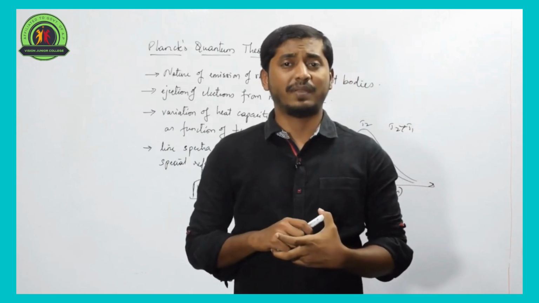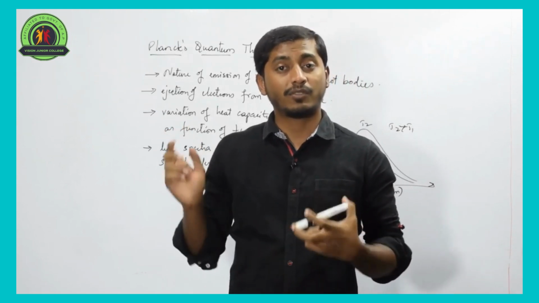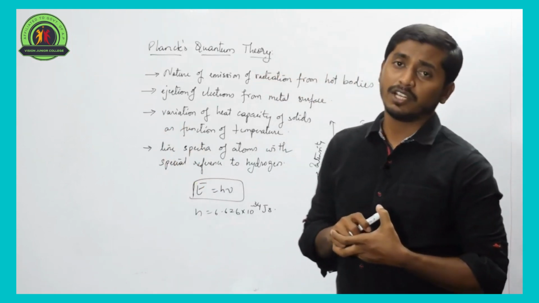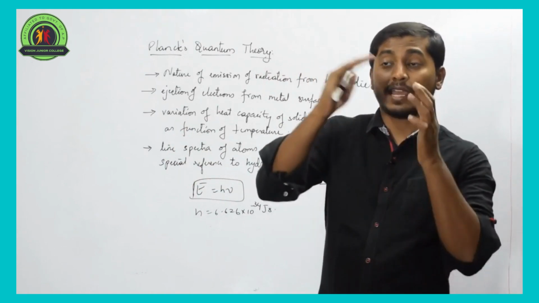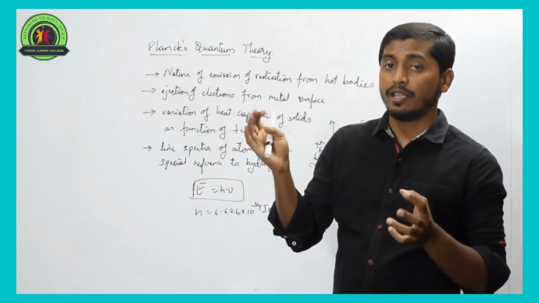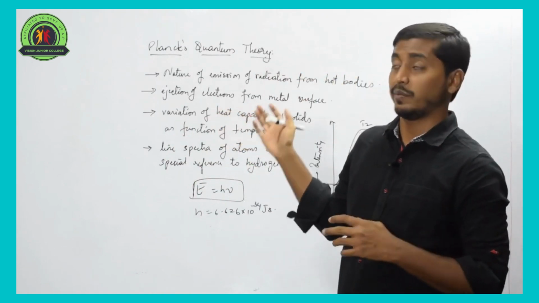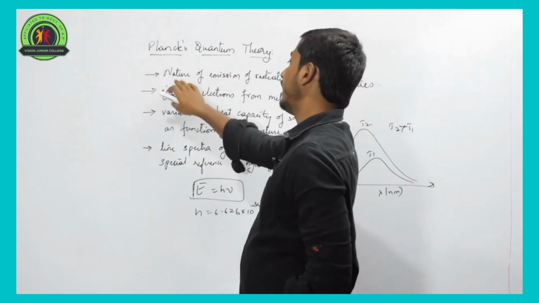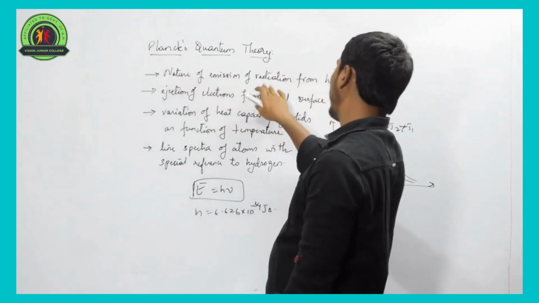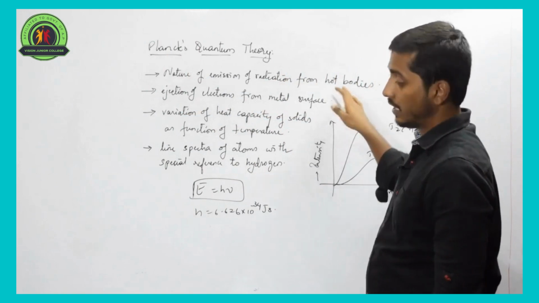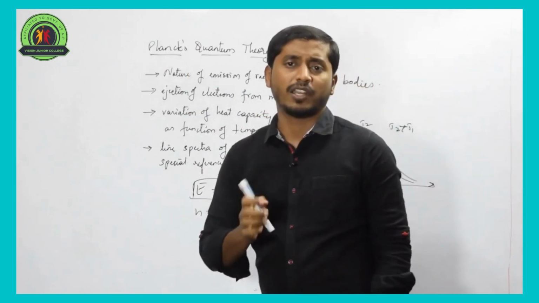Now let us see the second basis, Planck's quantum theory. What is that? According to him, he describes electromagnetic radiation based on a few conclusions from his experiments. Let us see what those are. One is the nature of emission of radiation from hot bodies. He explains about it. What is a hot body?